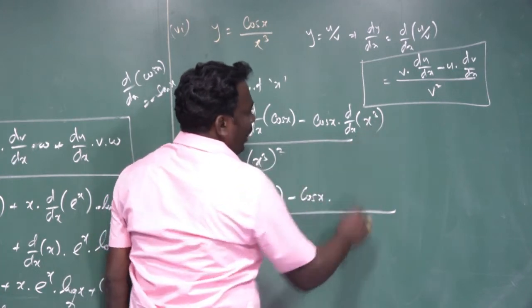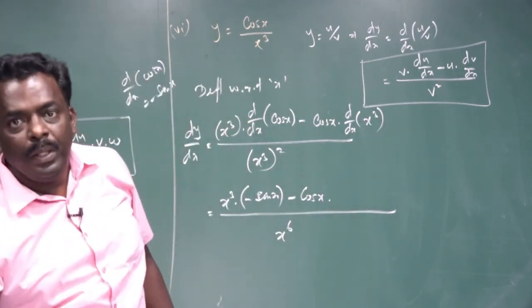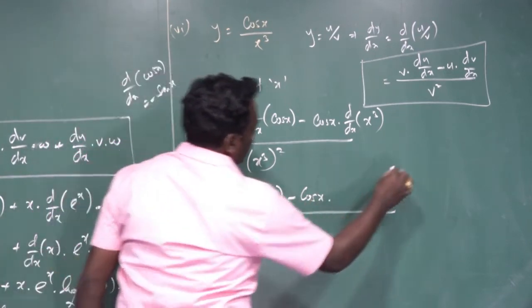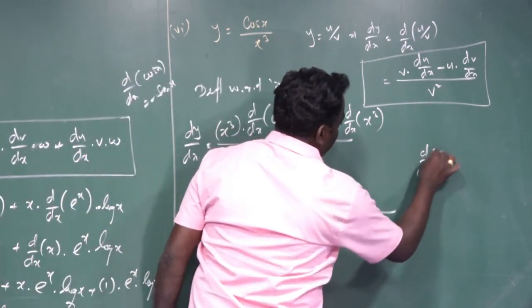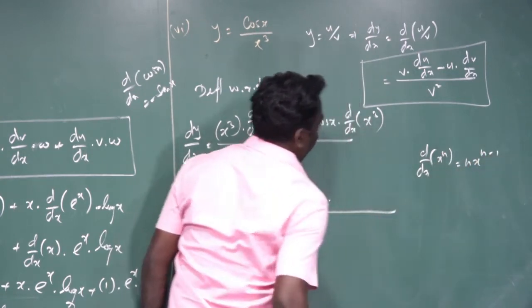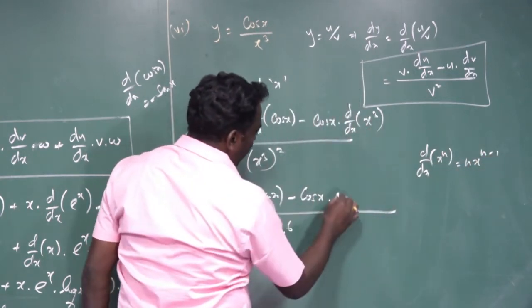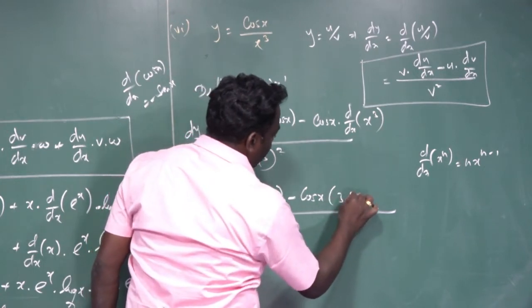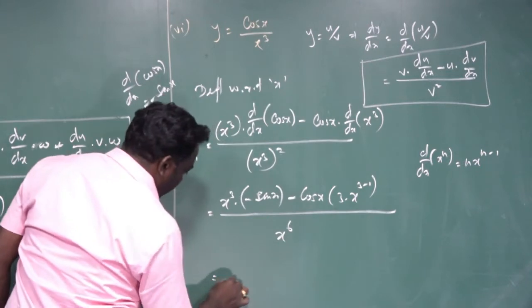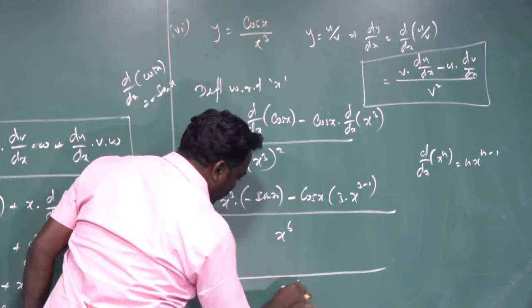Differentiation of x power 3 is by applying what? The formula for x power n. What is the formula? d by dx of x power n is equal to n into x power n minus 1. Here the value of n equals 3. Therefore 3 into x power 3 minus 1. And just simplification, the denominator as it is, x power 6.